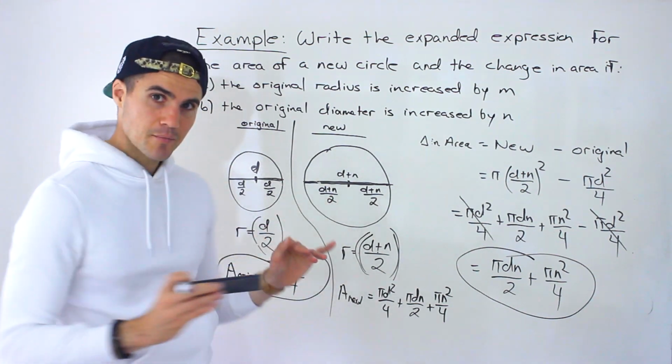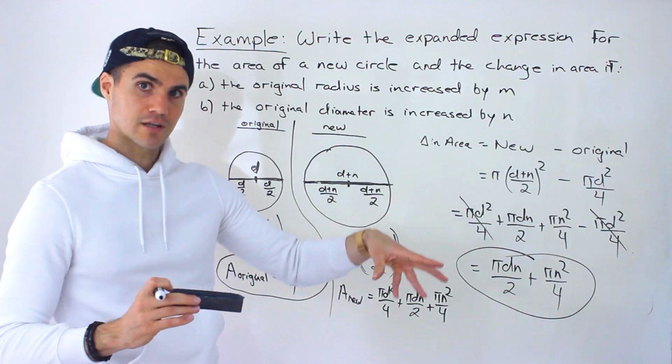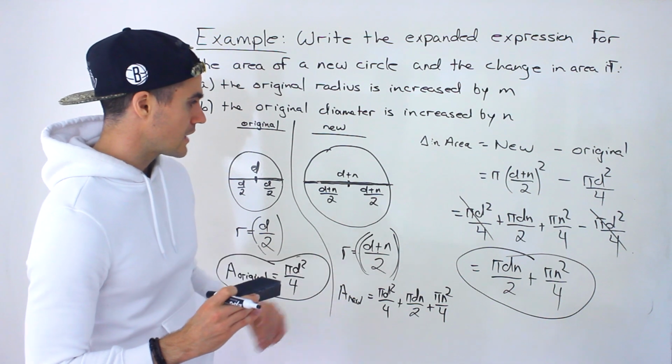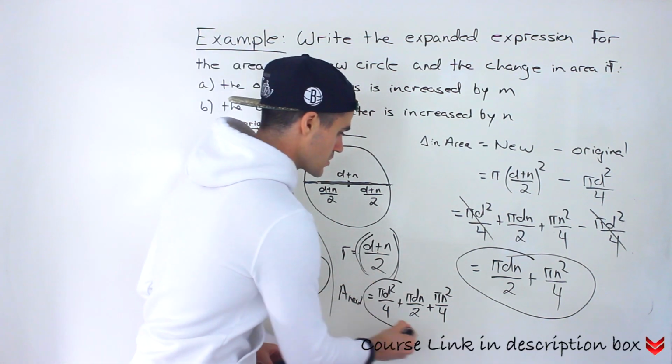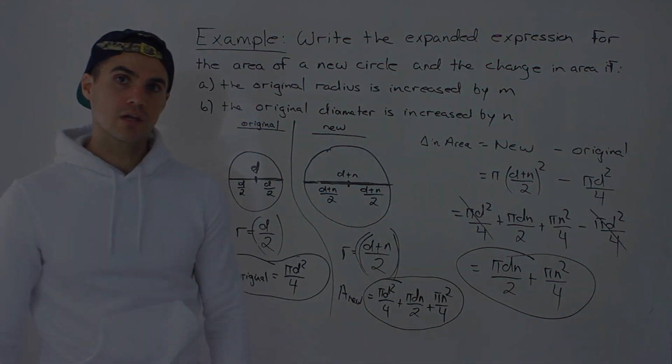Right, so when you're working with diameters, it's a little bit more tricky because the formula is given in the radius. When you're working with a radius, it's a lot easier. Here we had to do a little bit more work, but either way, this is the expression for the new area. The expanded expression, that's the expression for the change in area.